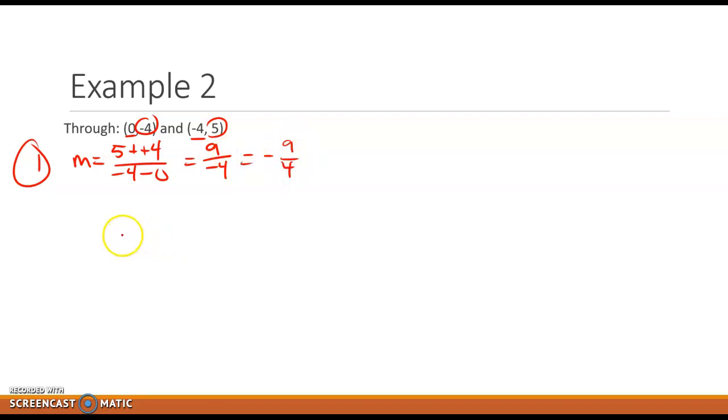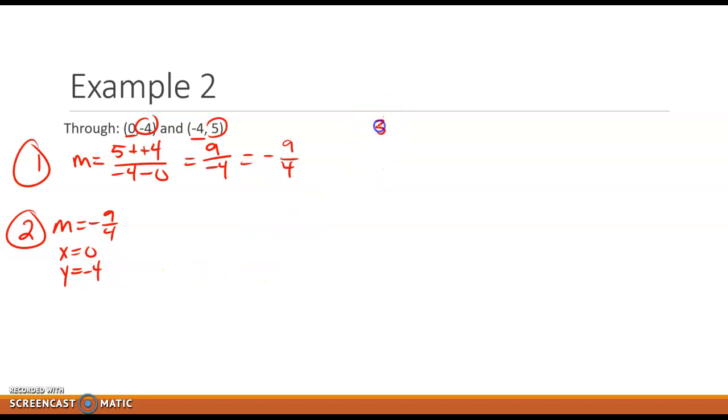That's our slope. From here, step 2, I'm going to choose a point. Now, I'm going to choose an easy point. I always want to choose the easiest point. I know that m is a negative 9/4. I know that I'm going to have to take m times x, and I would rather multiply by 0. So I'm going to choose 0 comma negative 4.